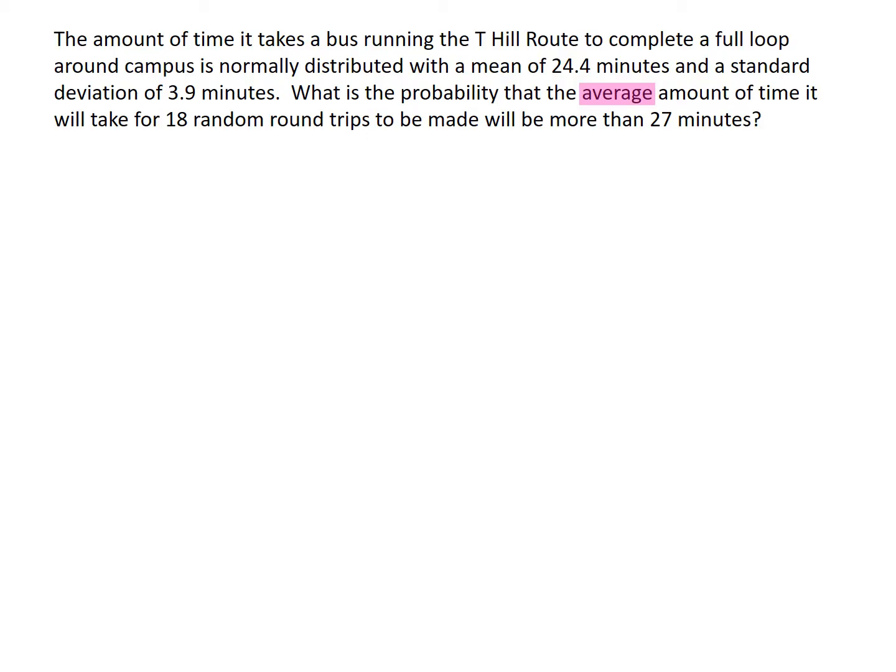So what is the probability that the average amount of time it will take for 18 random round trips? Okay, so 18 round trips of the hill route is a sample, right? The bus runs all day, every day, so there's a lot more than 18 round trips in this population. So the word average here is X bar. What this is really asking us is what's the probability that X bar, our sample mean, is going to be more than 27 minutes?